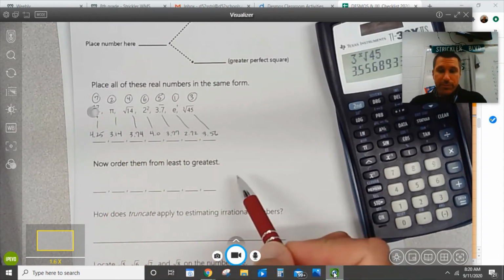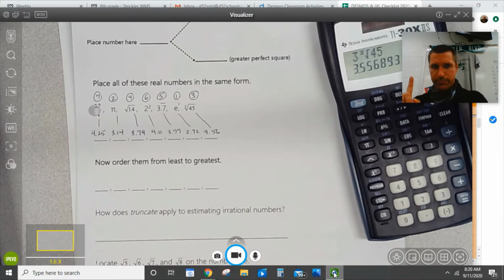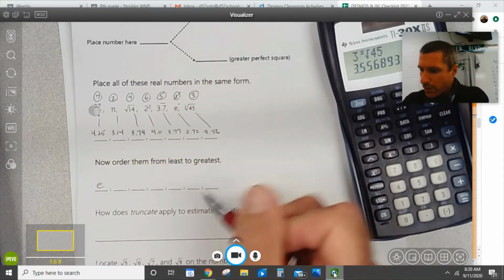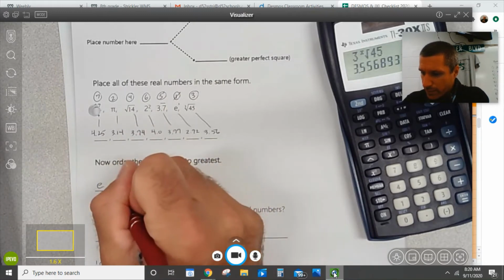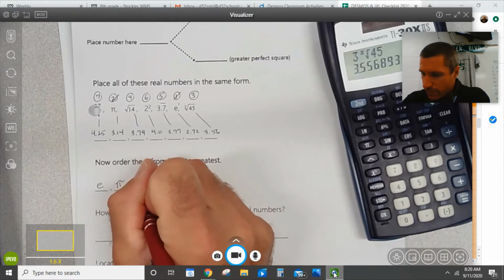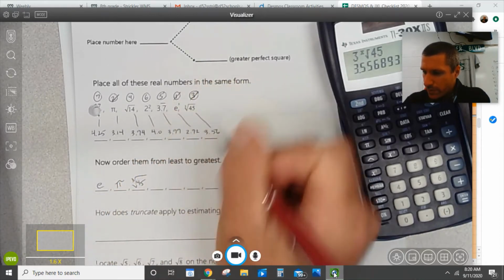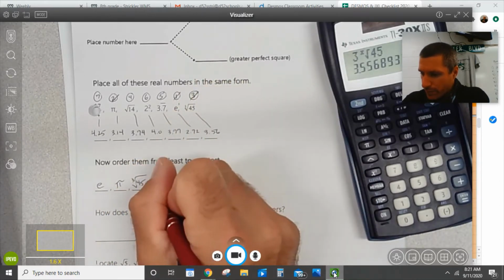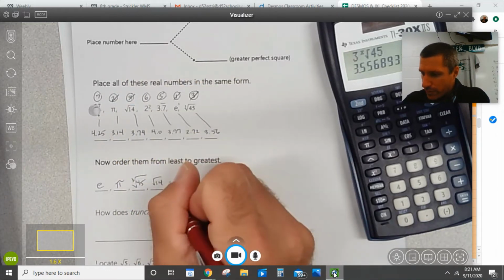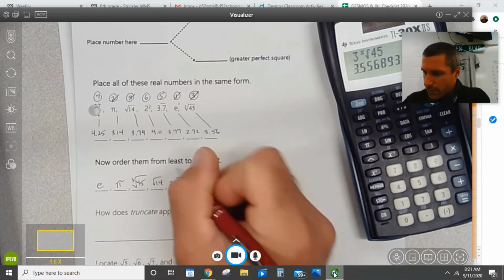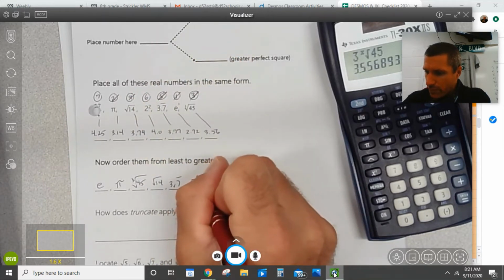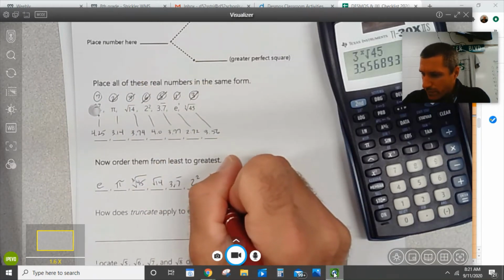I'm just going to write them in order from least to greatest right here on the line in their original form. E, who's 2? Pi, cube root of 45, radical 14, and 3.7 repeating, 2 squared, and 17/4.